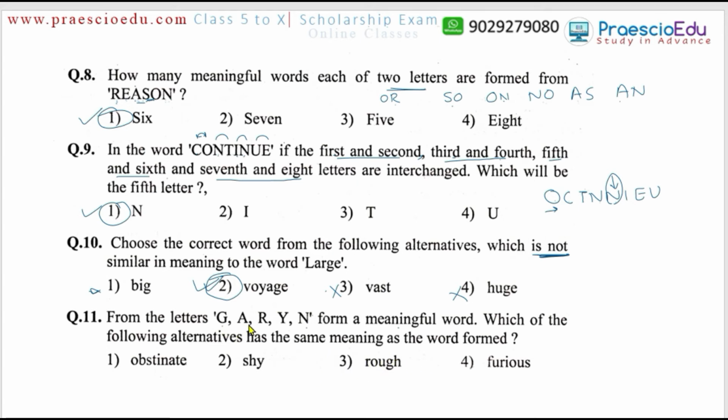So from this word, one meaningful word comes: angry. Okay, so in this one, which of the following alternatives is angry? What is the meaning or synonym of angry from these options? Angry means furious. If we make the synonyms, these three words are different, but this furious is almost near to angry, meaning the synonym. That's why this option 4 is the correct one.